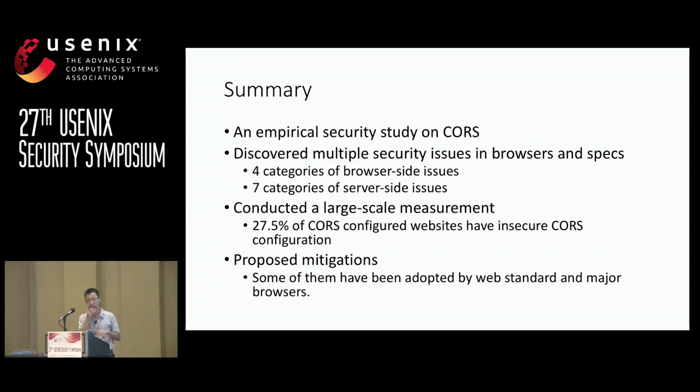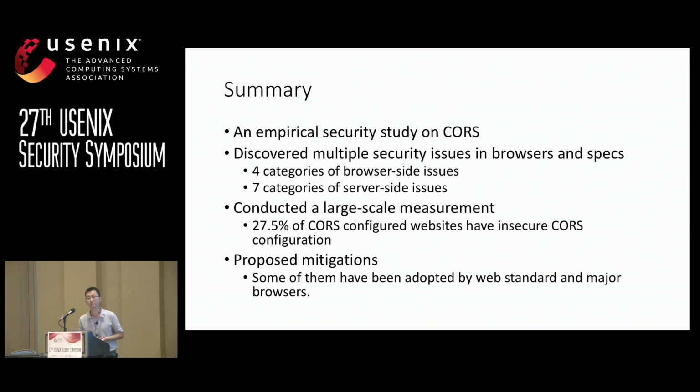Sorry, I have difficulty hearing. What is your major contribution that hasn't been published before? What is the contribution of this paper? Okay. Yes. For misconfiguration issues, some web developers have found some issues, but there is no comprehensive empirical study on the CORS protocol. We found some new security issues in browsers, and it has been recognized by the CORS specification and adopted by major browsers. Thank you.